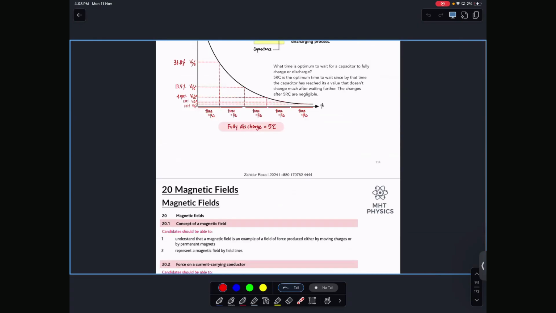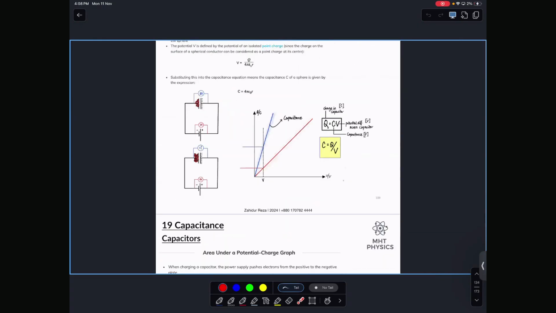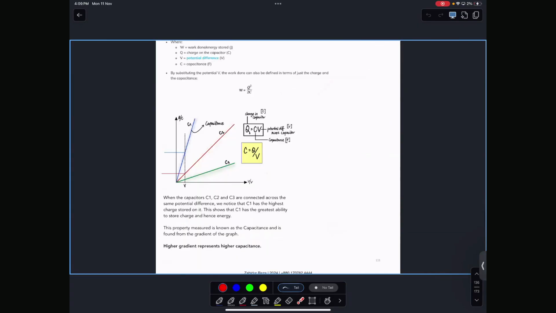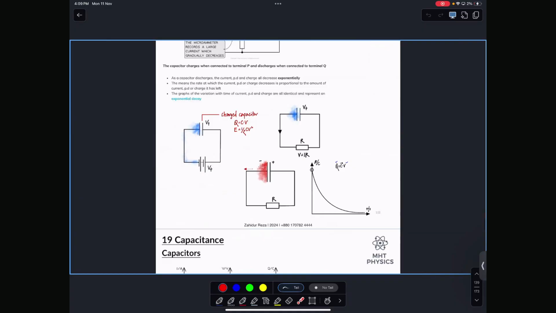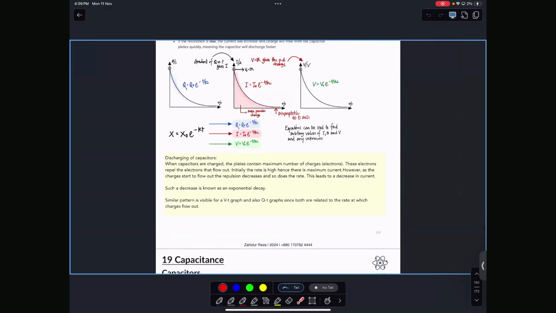So we are done with capacitors. I haven't done the math from the equations I taught you, so I'll give you one last question to try out. So yeah, this is one last question from capacitors, okay?